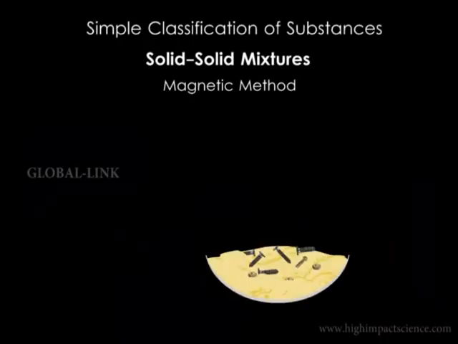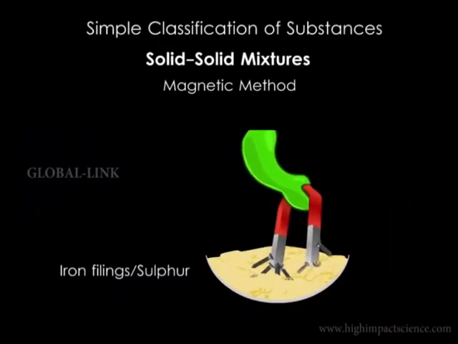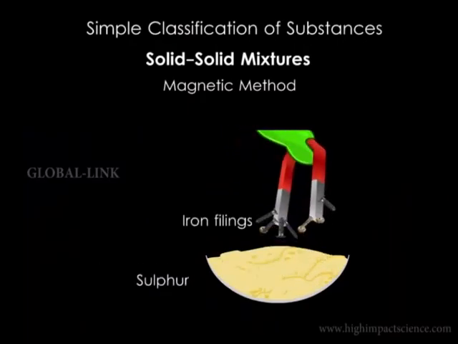Use of magnets. This method is applied in separation of components of a mixture in which one component is magnetic and the other is not. For example, a mixture of iron filings and sulfur. The magnet will attract the iron filings, leaving the sulfur powder behind.